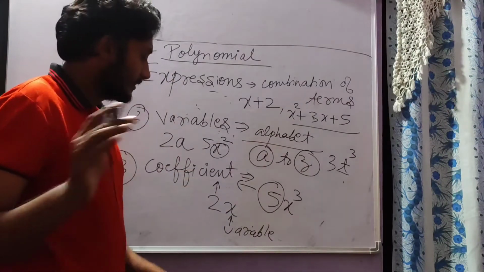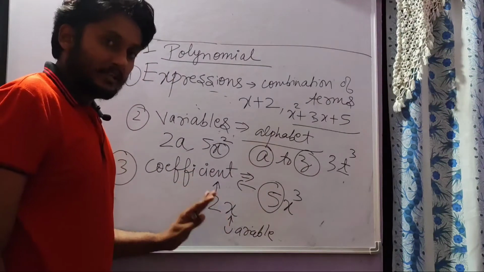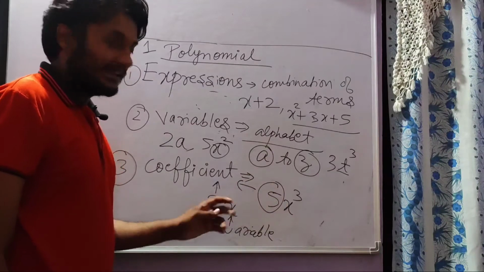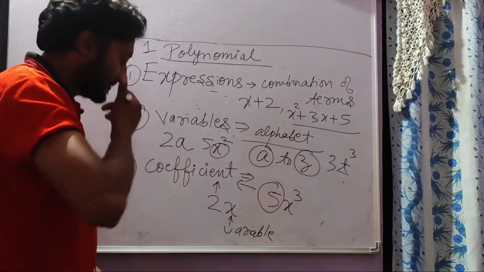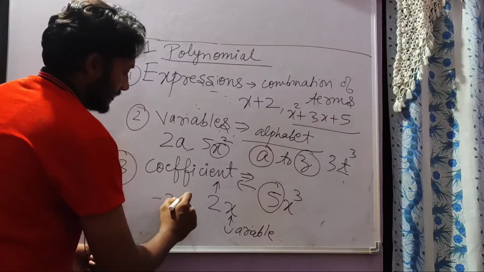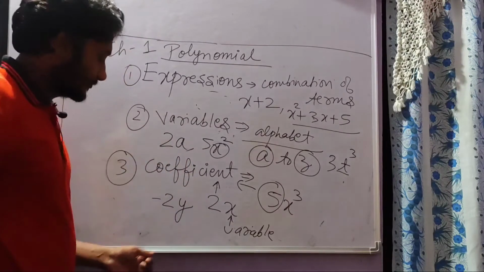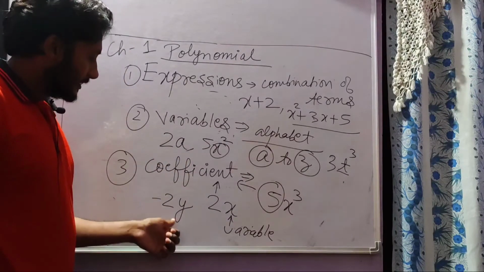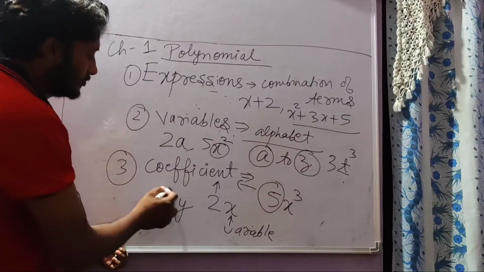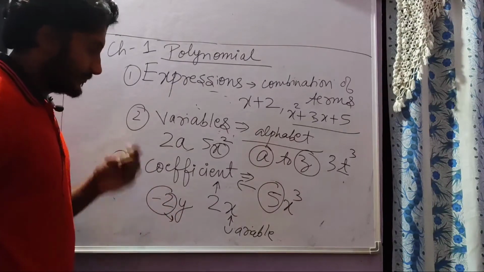Okay, so for a coefficient, it's not compulsory that it will always be positive. It can be positive, it can be negative. For example, one more example I will take, minus 2y. So y is a variable and which number does it have? Minus 2. So minus 2 is the coefficient of y.